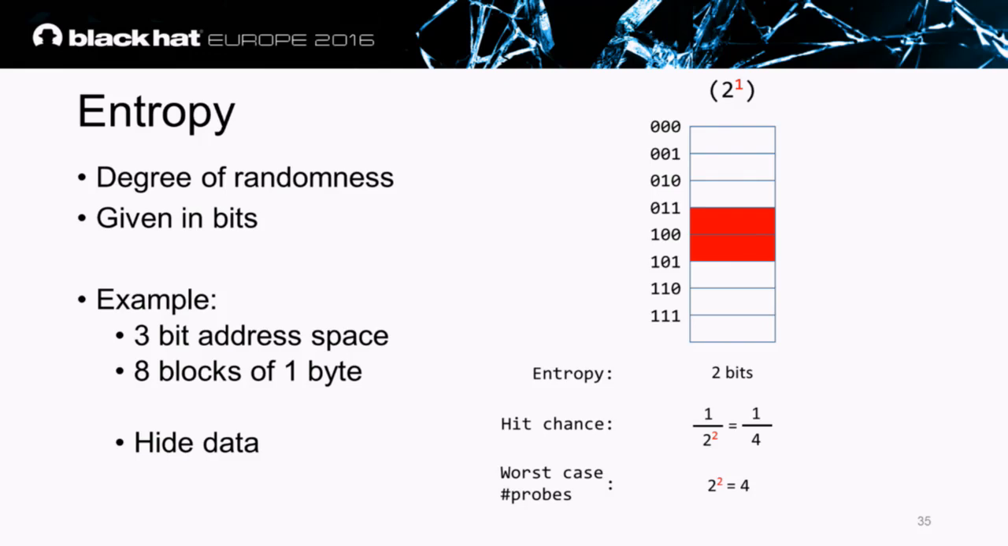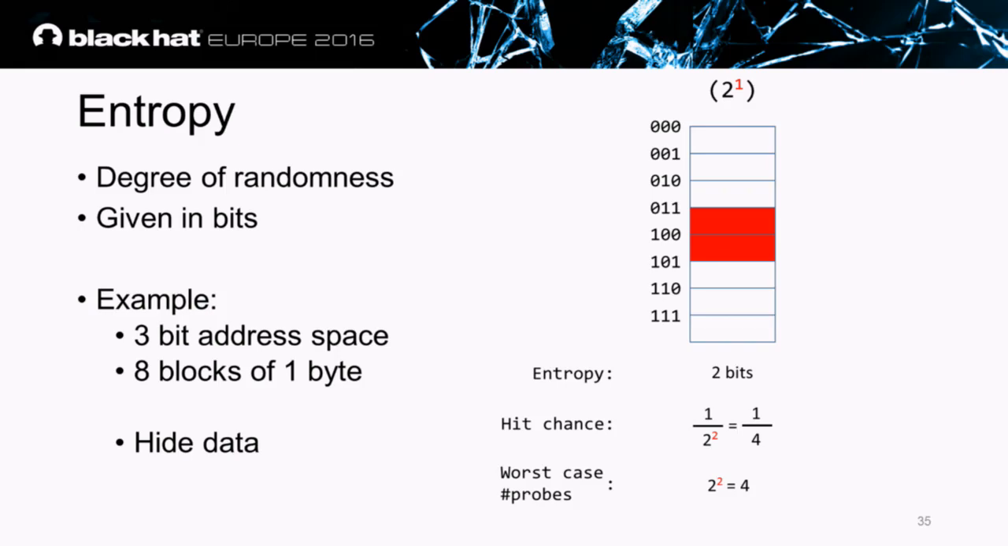So this 3-bit address space contains 8 blocks of 1 byte each, and in the figure on the right side of the slide, we are trying to hide 2 bytes, this memory region. Since it is consuming 1 bit of the 3-bit address space, we say this memory region has an entropy of 2 bits.